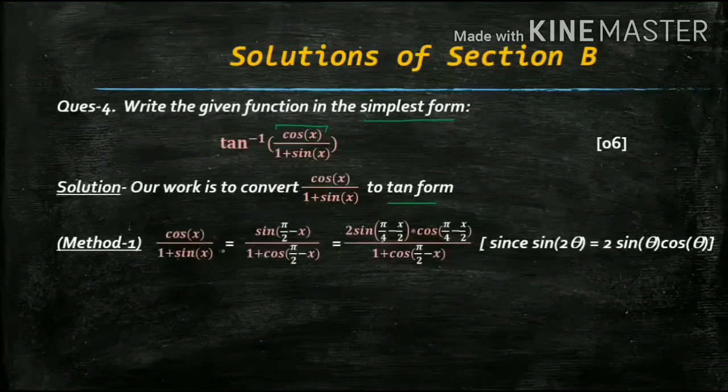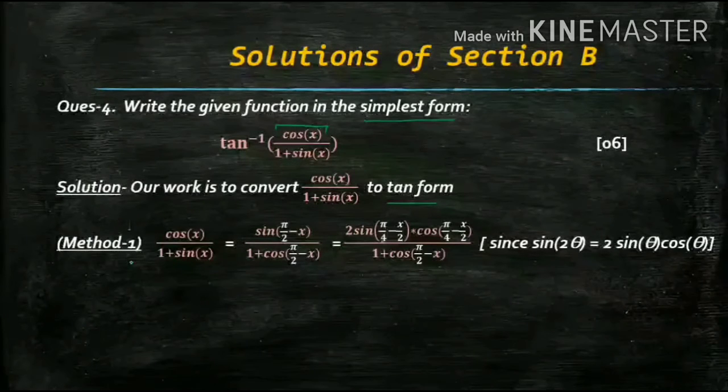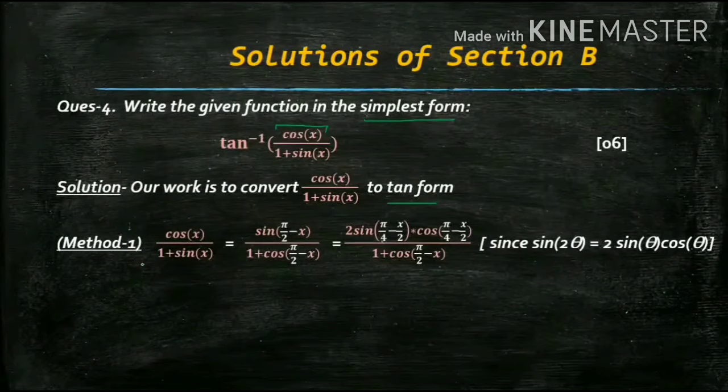Now cos x over 1 plus sin x. So here also I'll tell you two methods how to convert. Whichever method suits you or you find easy, you can follow that. Just only use the trigonometric rules. Now cos x is nothing but sine 90 minus x, and sine x is nothing but cos 90 minus x. So you can write it like this.